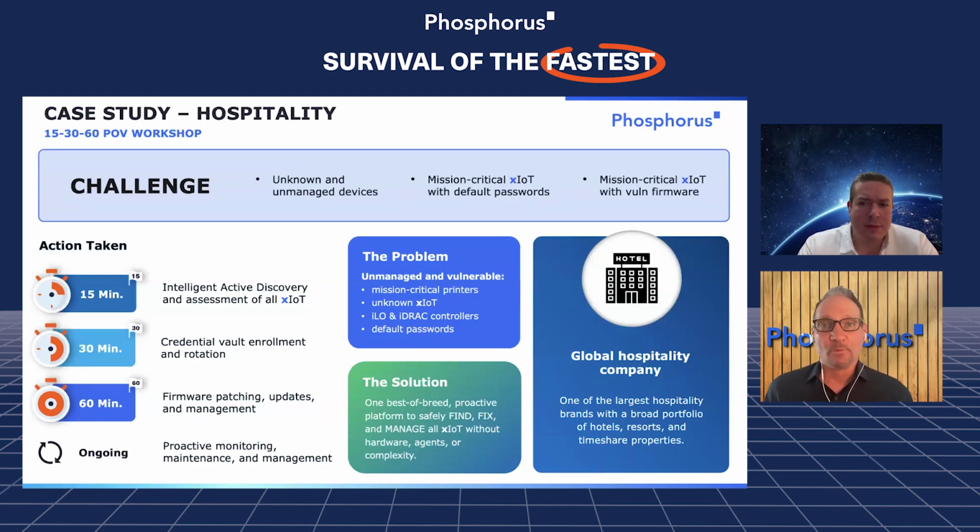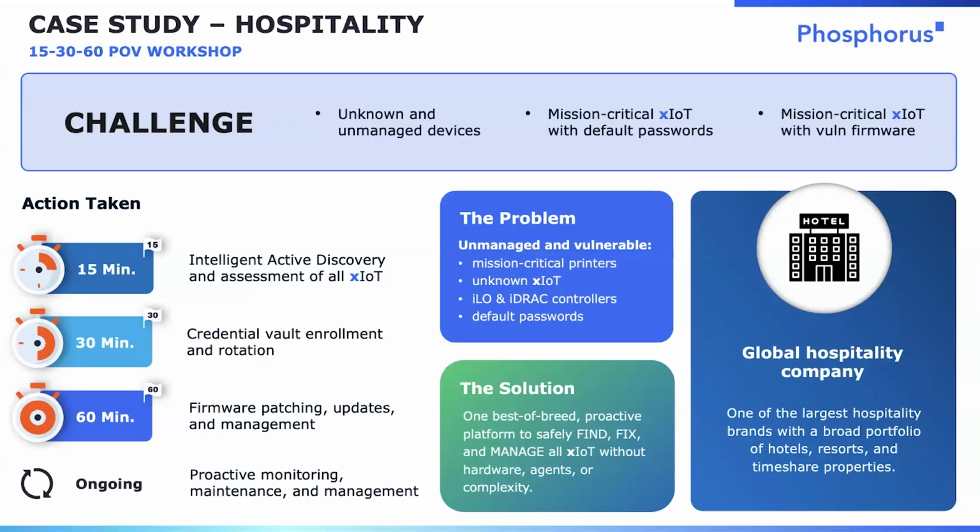And I mean, we've got a couple we can run through quickly. We're getting up to the close of the time, but we have very, very large. This is one of the largest global hospitality companies. This is what we call a 15-30-60 workshop. So think of the rule.